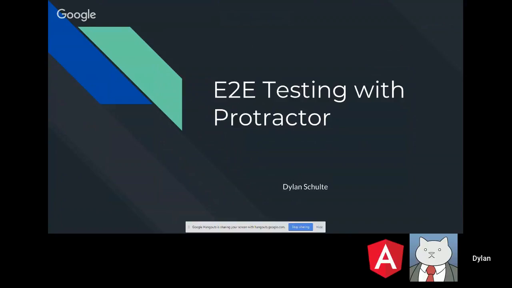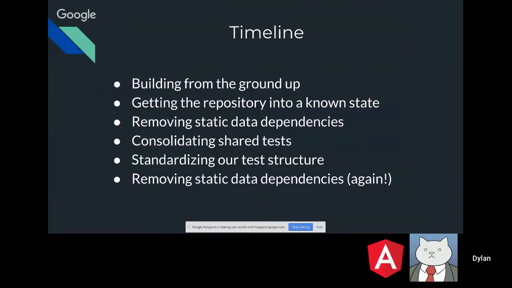Tonight I'm just going to cover sort of a quick progression that we experienced as we built out our Protractor end-to-end tests, as well as showcasing what the current state of our suite looks like, to hopefully give insights on what didn't work for us and how we found success with our automation. So this is kind of that timeline that we're going to cover tonight.